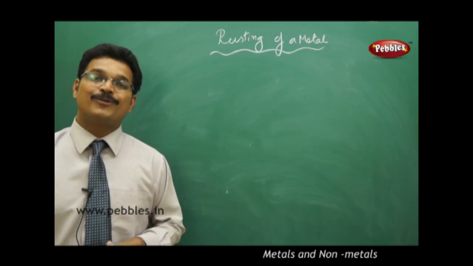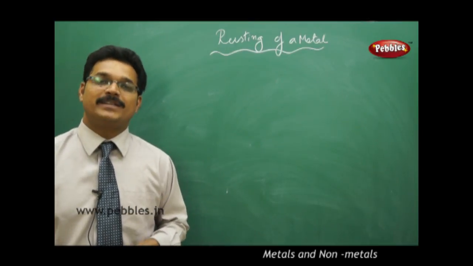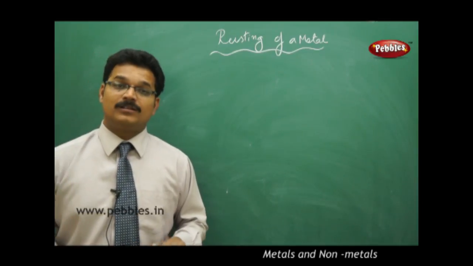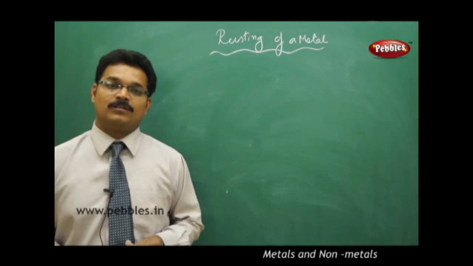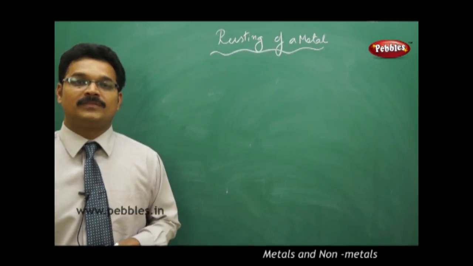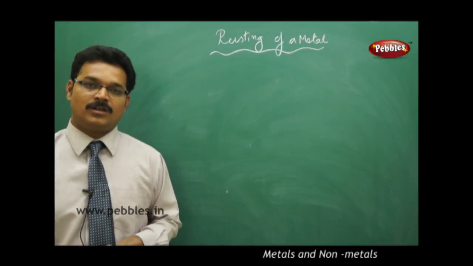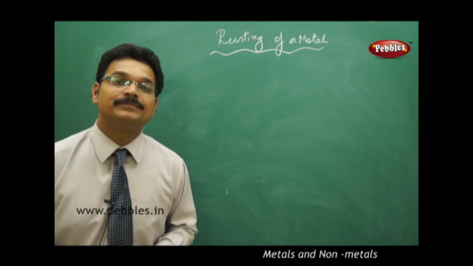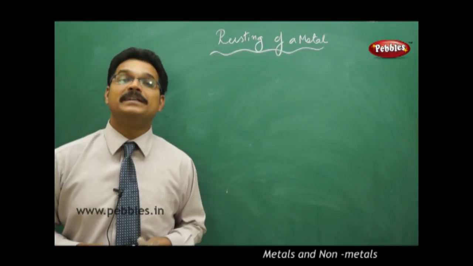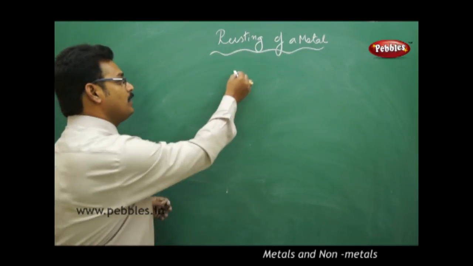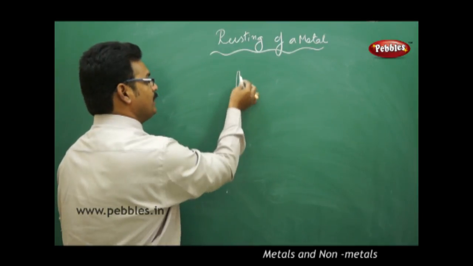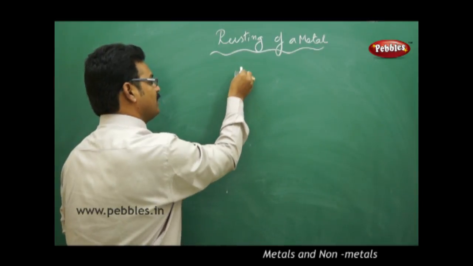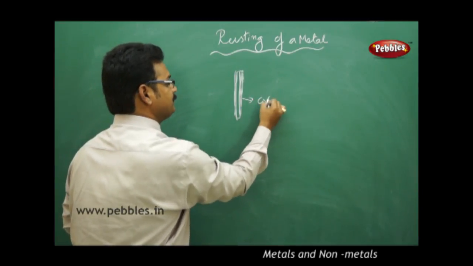So how do we protect metals from rusting? If you see in your house different metal structures like metal rods for the windows, grills for the houses, all these metal rods and grills are coated with some different colored paints. Why are they coated with different colored paints? Because if you take the iron rod, it is coated around it, everywhere on the iron rod, with some colored paint.